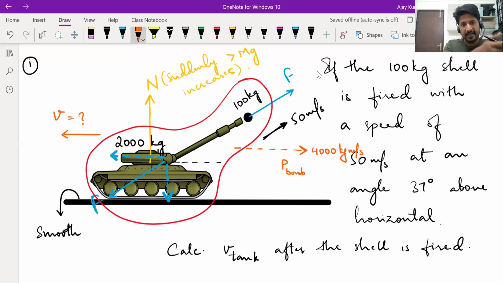Then the momentum of the tank to the left also should be 4,000, because initially before firing, the entire system was at rest. Total initial momentum of this system is 0. So finally also it should be 0, at least in the x direction. So horizontally, whatever momentum the bomb gains, opposite of that, the tank should gain. Only then the net momentum will be 0. Momentum is a vector quantity. One gets positive momentum, the other should get negative momentum, such that the total remains 0.